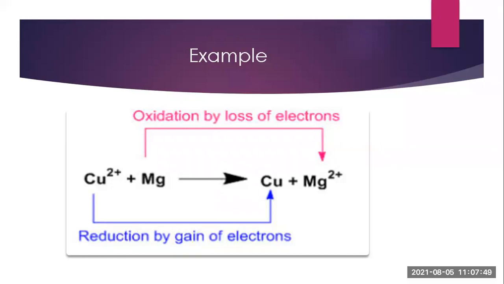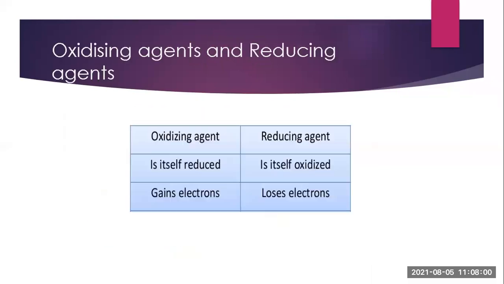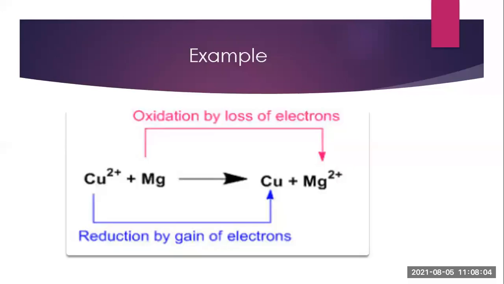That's why it is oxidized. And Cu, it gains the electrons. That's why it is reduced. So here in this reaction, both the oxidation and reduction processes are happening. Okay. So up till now, we studied the oxidation and reduction processes.